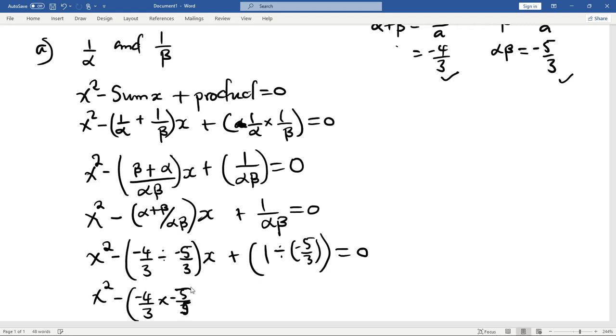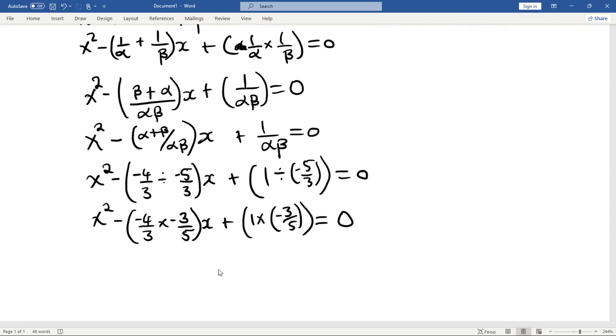negative 3 over 5. So let me just erase that. We have negative 3 over 5 x plus, then this side we do the same thing. This is going to be 1 multiplied by negative 3 over 5, close, equal to 0 this side here. So just trying to come up with the equation there.